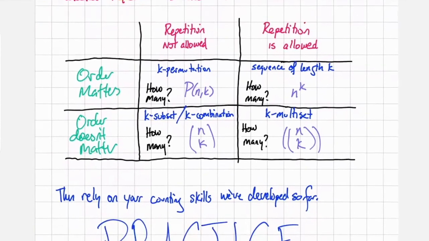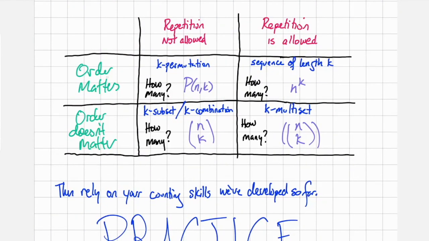This is where we go back to the chart that we've been building all this time. If order matters and repetition is allowed, then you have a sequence of length k. And we know to count that, we use n to the k. If order matters but repetition is not allowed, those are our k-permutations, and we know that there are P(n,k) of those. If, on the other hand, order doesn't matter and repetition is not allowed, those are when we had our k-subsets or our k-combinations, and we know that there are n choose k of those. And if we're in the case when order doesn't matter, but repetition is allowed, those are the k-multisets, and those are counted by n multi-choose k.